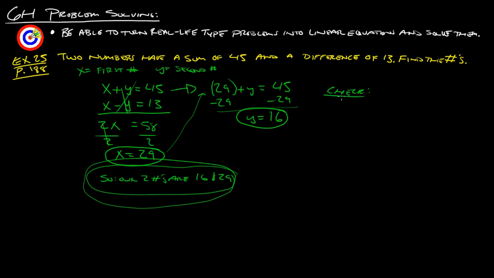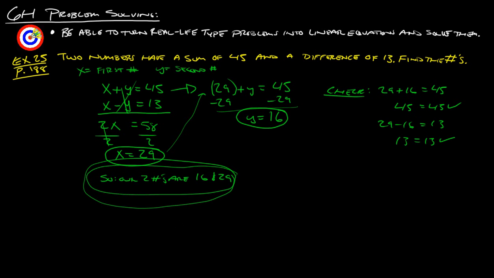As long as we wrote correct formulas up here in the first place, then we should be okay, right? If we're going to be official here, we said that x was 29, so 29 plus 16 should give us 45, and if you add 29 and 16 you indeed get 45. And then 29 minus 16 should give us 13. If you take 29 and subtract 16, you get 13. So both of those work, so we know that our two numbers have to be 16 and 29.